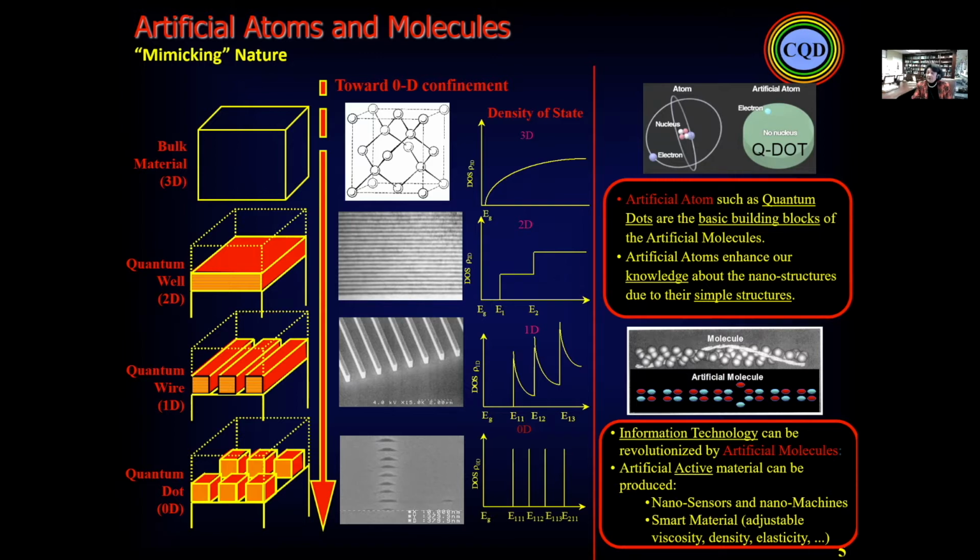So the artificial atom and artificial molecule revolutionized our information technology by helping us to make nanosensors, nanomachines, and smart materials with adjustable viscosity, density, elasticity, and so on.